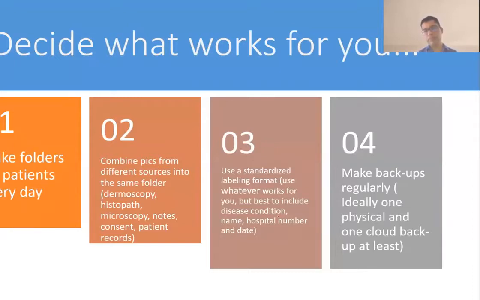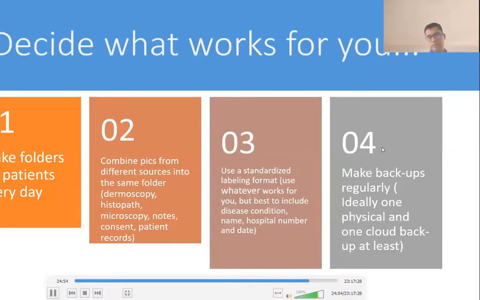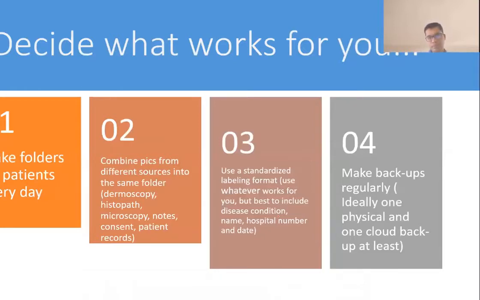But the minimum things to include would be the name of the patient, the hospital number, the date, and the disease condition itself. Why this is important is that, unless you write the disease condition, you may not be able to retrieve images of particular conditions. So, for example, if you want to retrieve all images of psoriasis, unless you've labeled it accordingly, you may not be able to retrieve it properly. So make sure that the disease name, hospital number, and date are the minimum things included in the labeling of the folder. And you can actually label this using tags, both in Windows and Mac. That again is something which probably needs slightly more time to discuss, but something which you can try out by yourself, using tags to label folders and files.